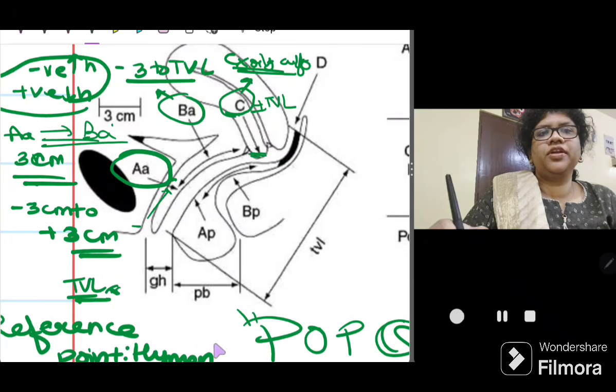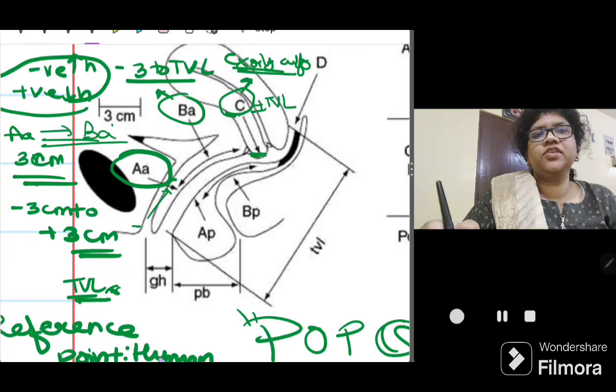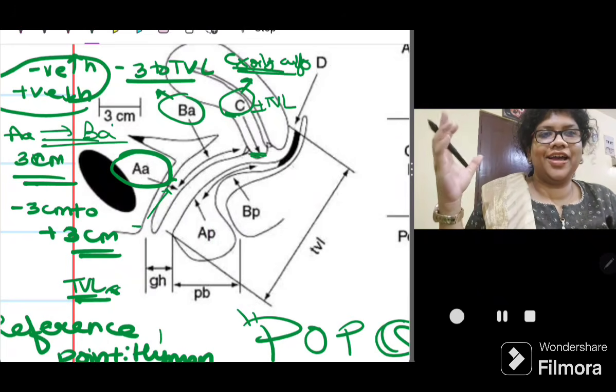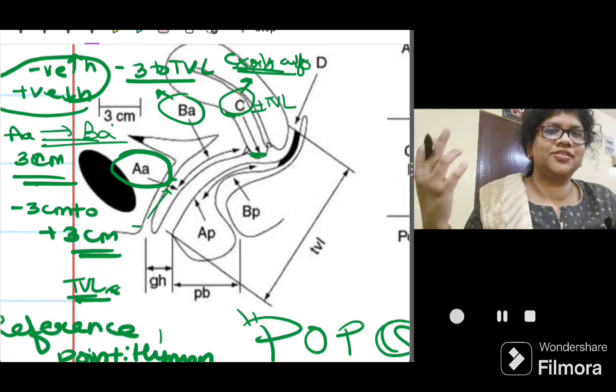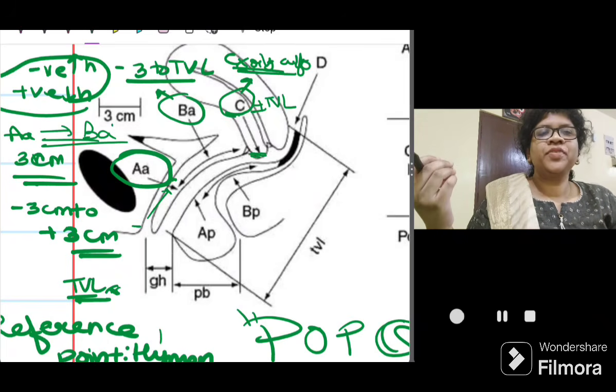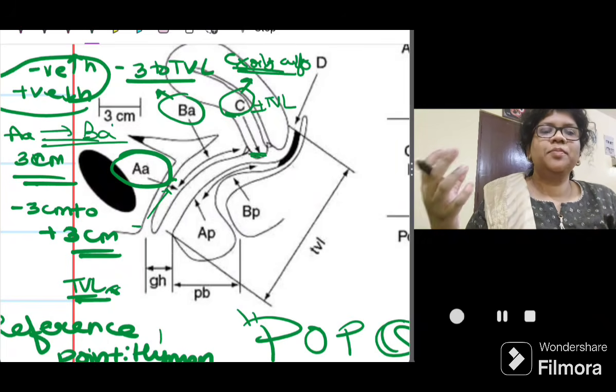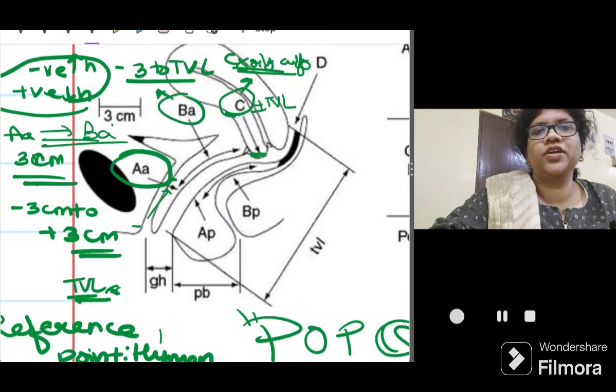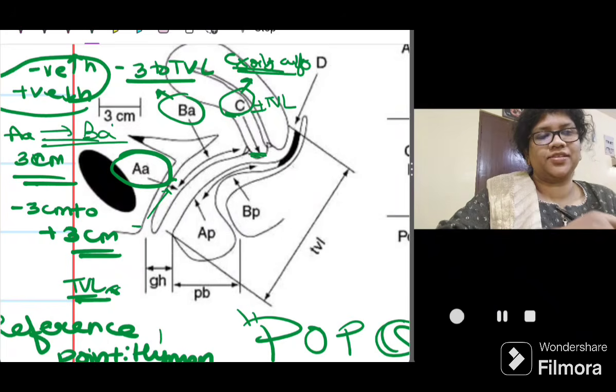If there is a complete procidentia where the uterovaginal prolapse has happened, then point C will be down, corresponding to the total vaginal length. Always remember, whatever points I'm telling, it's with reference to the hymen. So please keep your imagination power alive, and you have to understand this concept. It's a little tough, a little cumbersome, but once you revise this video maybe 2 or 3 times, you will get a hang of it, and do revise it before the exams.